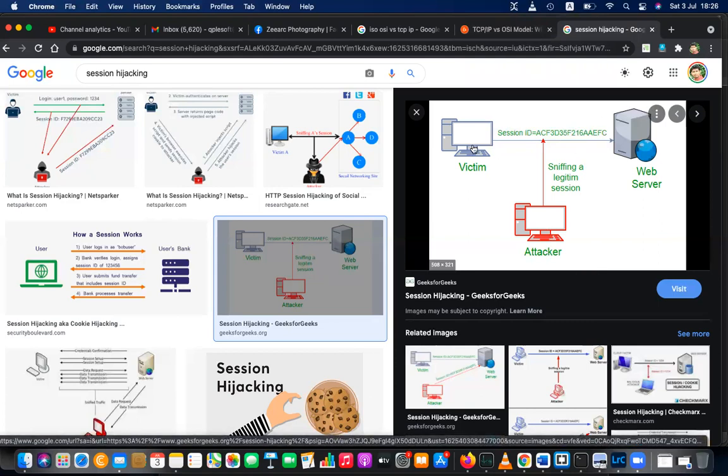Now the attacker stops the victim and acts as the victim, sending the authentication token to the web server. Then the web server can authenticate you. So the web server can authenticate the attacker instead of you.